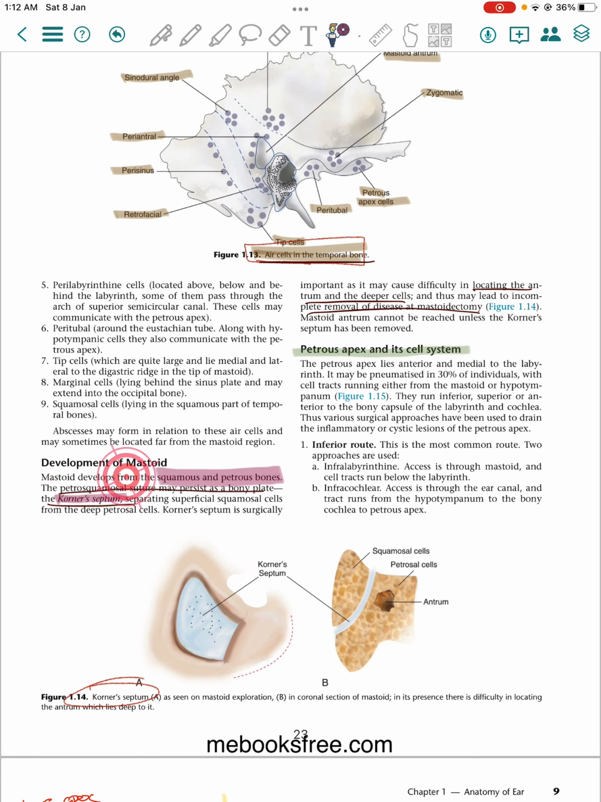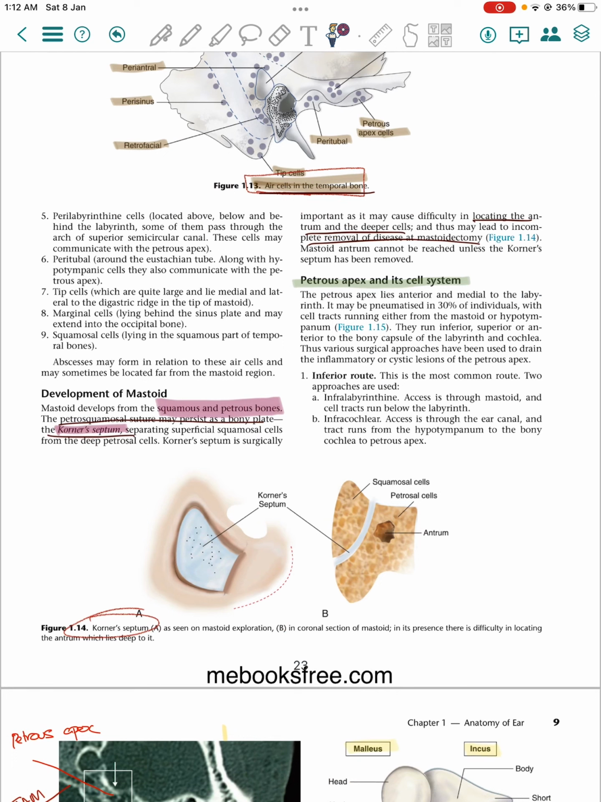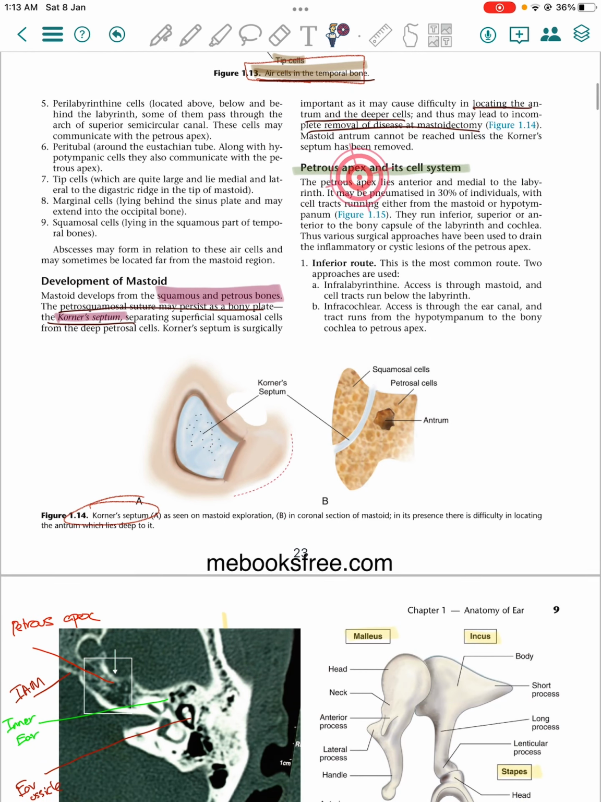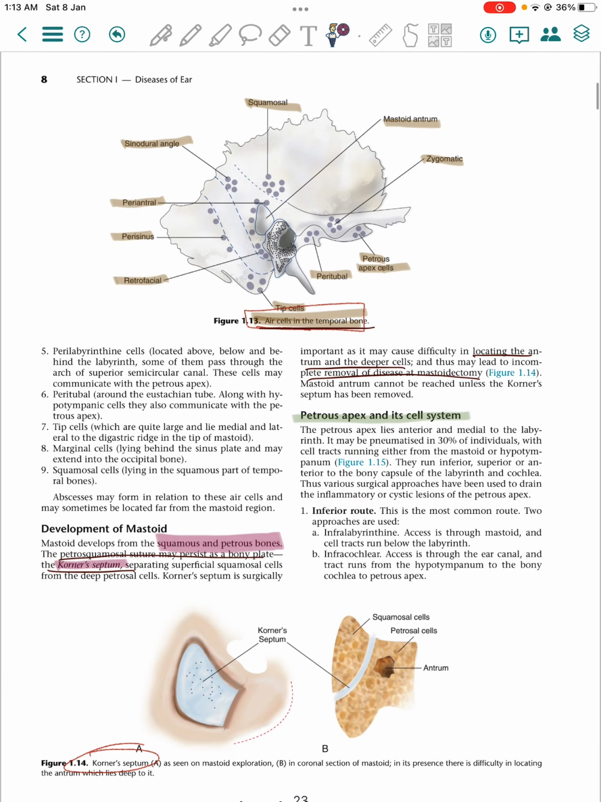Mastoid develops around the squamous and petrous parts. There is another important clinical aspect known as the coronal septum, which forms between the squamous cells and petrous cells. If you are going to approach the antrum and there is a coronal septum present, you can't reach the antrum. So while locating the antrum, if this coronal septum is present, you cannot reach it. That's the clinical aspect. There is also presence of the petrous apex and its air cells, guys.